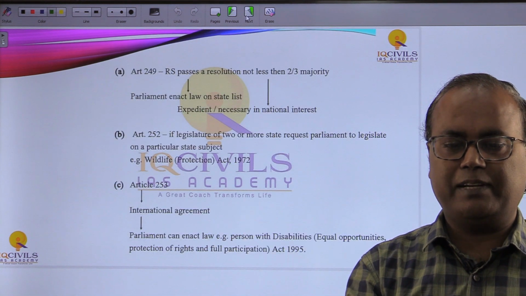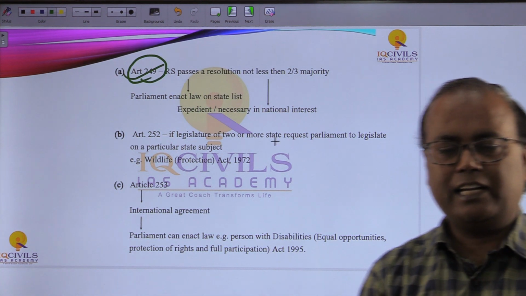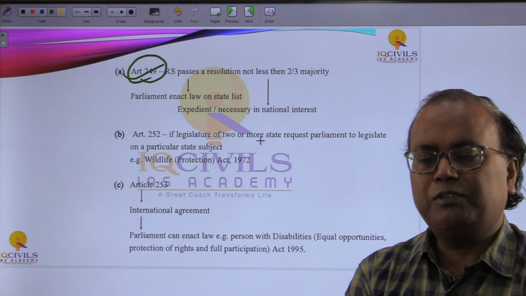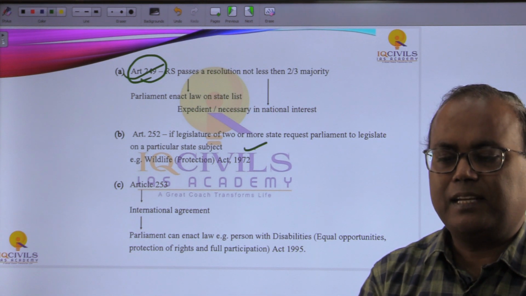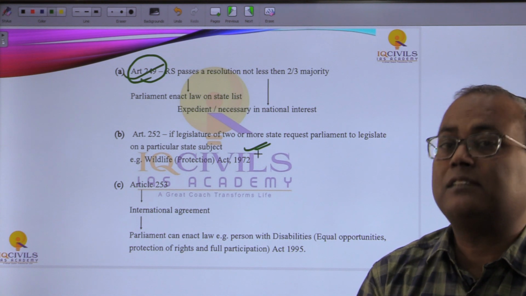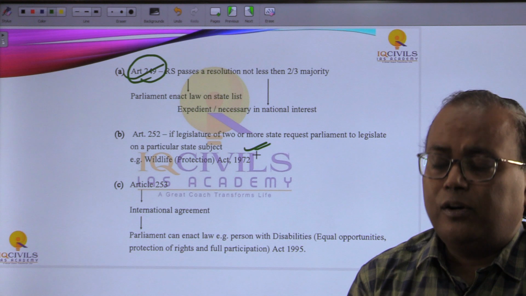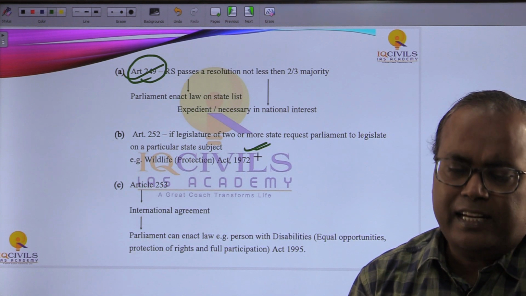So, as you know, the power to make law on the subjects in the state list, I am giving you some examples. Take the example of Article 249, we have already discussed. Under Article 252, if two or more states request Parliament to legislate on a particular state subject, Parliament can do so, although it is a state subject. So, in some cases, on the subjects given under the state list, the Parliament of India can enact law.